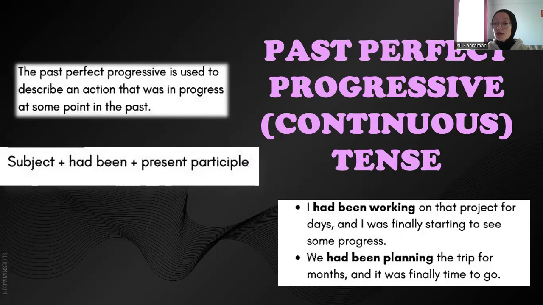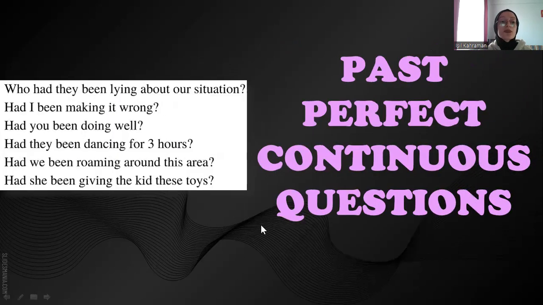And let's look at our examples so that we can understand more clearly. I had been working on that project for days, and I was finally starting to see some progress. We had been planning the trip for months, and it was finally time to go. You can see there is some progress in the sentence, and generally we use it like that. Let's look at our last slide, which is the question form of this tense.